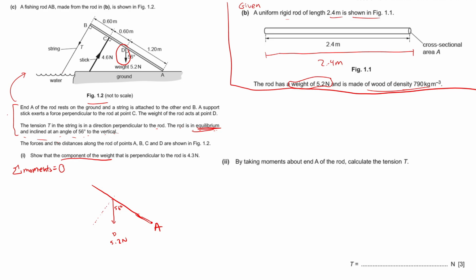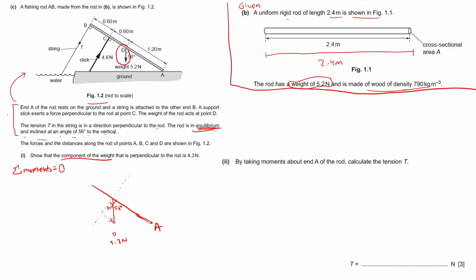We know that the dotted line I'm drawing here is the perpendicular to the rod at A. And since it's perpendicular, it has an angle of 90 degrees at the intersection. So the angle that I'm drawing right now is going to be 34 degrees.